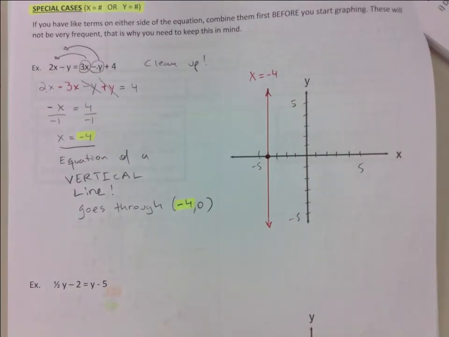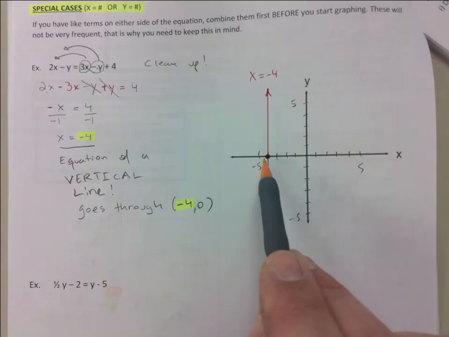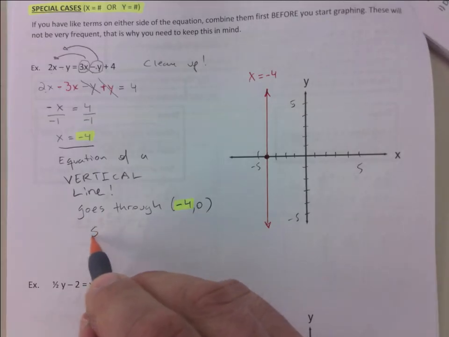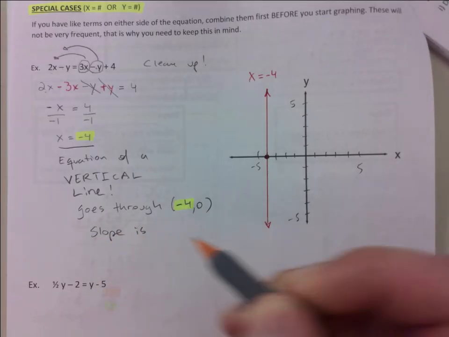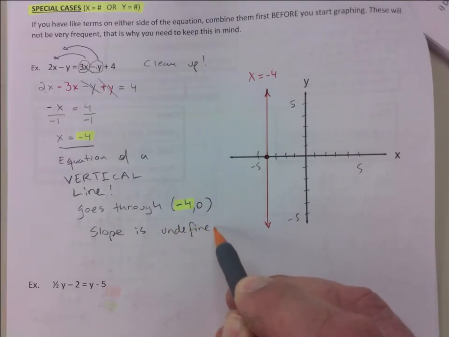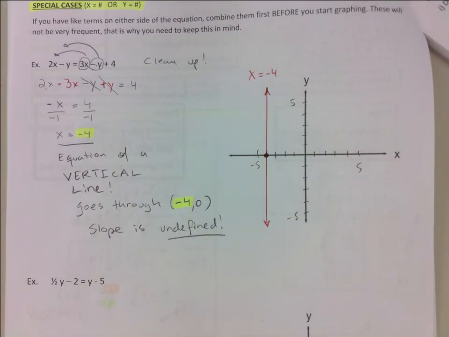There we go. So these ones I would like you to just know, oh, it's x equal to a number. Where is that number? It's at -4. Boom. You draw your vertical line. Done. What is the slope of this one? Slope is undefined. It's not 0, okay? Slope is undefined. These are on page 7, by the way. I'm going to assign 6, 7.